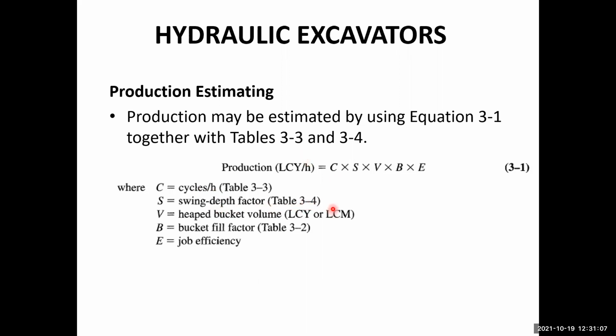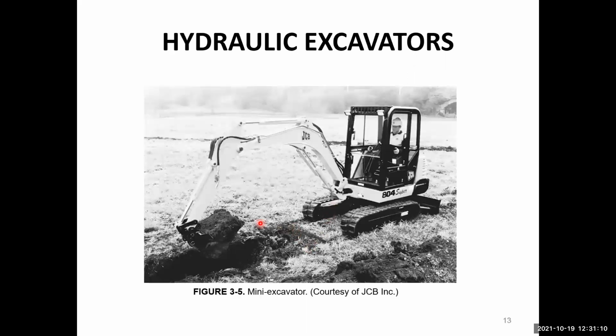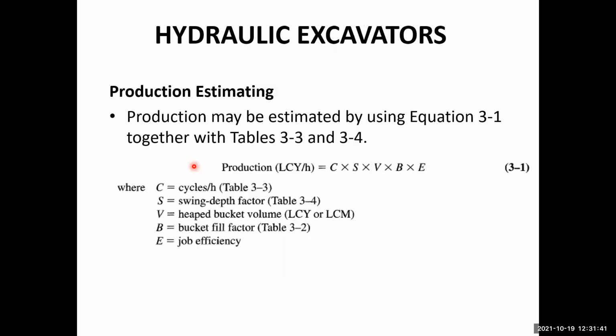Because this type of machine will dig deeper, that means below the surface on which the machine is mounted, after digging it will lift and swing the bucket and then dump at some other place. So what will be the angle of the swing? That may be placed over here. The more the depth, the more the swing, and the less will be the swing depth factor for the calculation of the productivity. That we will see from Table 3-4.